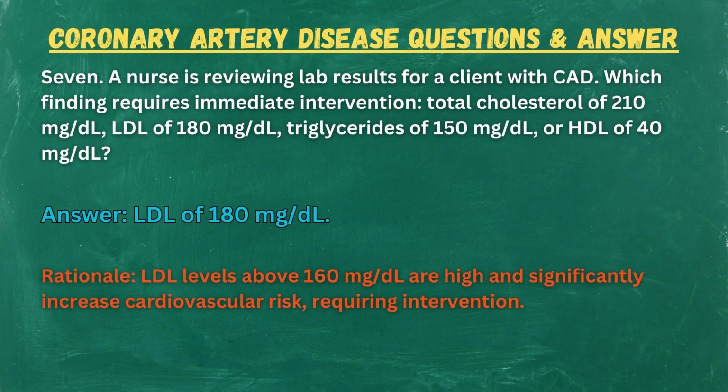7. A nurse is reviewing lab results for a client with CAD. Which finding requires immediate intervention? Total cholesterol of 210 mg per deciliter, LDL of 180 mg per deciliter, triglycerides of 150 mg per deciliter, or HDL of 40 mg per deciliter.